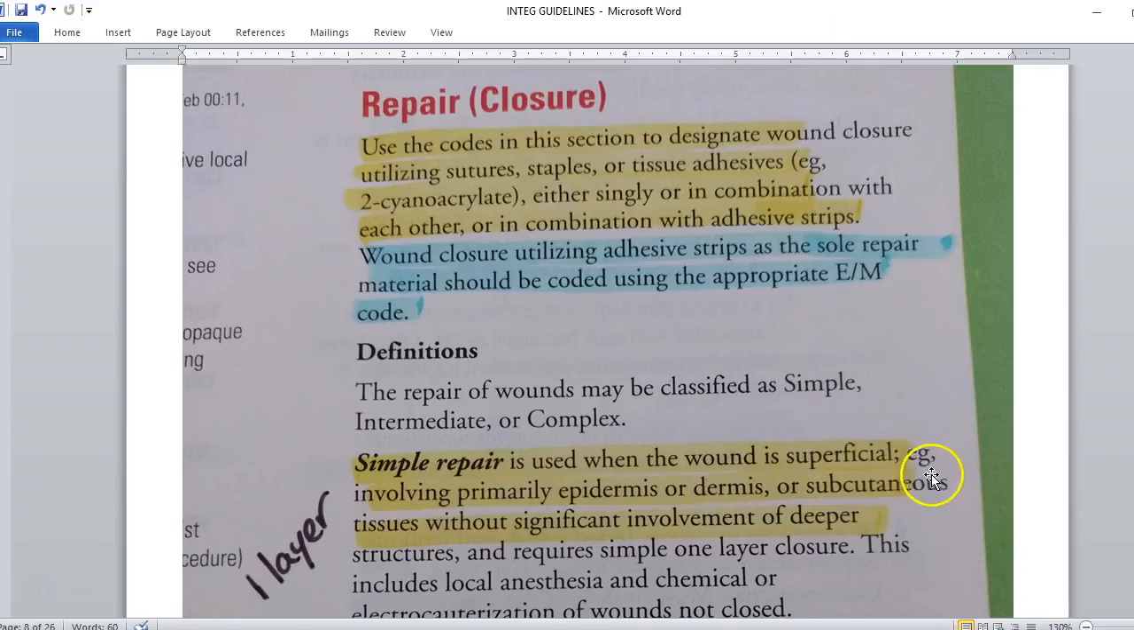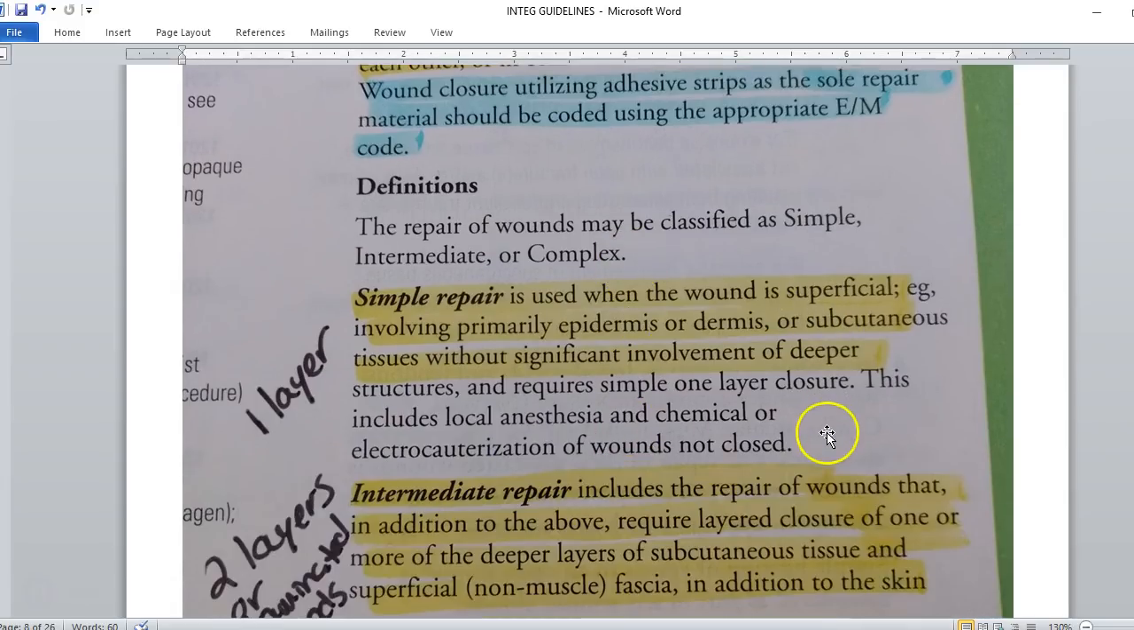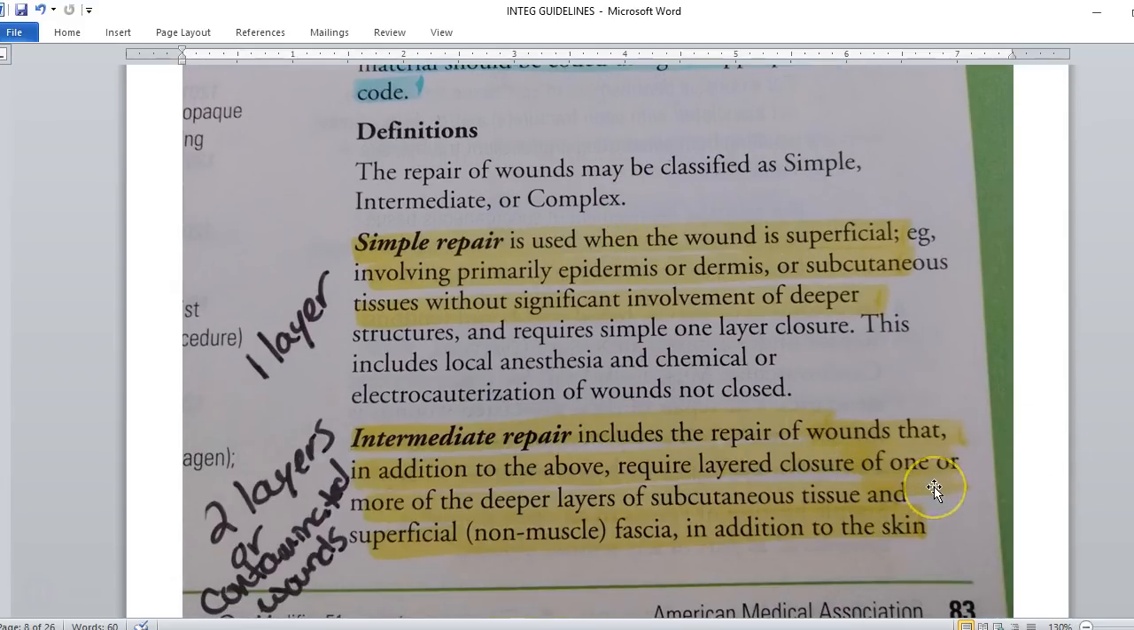So we have three definitions, okay? We have simple, we have intermediate, we have complex. So as they tell us, simple repair is used when the wound is superficial. So it's involving the primary epidermis or dermis or subcutaneous tissue without significant involvement of deeper structures and requires simple one-layered closure. Again, this includes local anesthesia and chemical or electrocauterization of wound not closed. So again, think of a simple repair as one layer, one set of stitches, okay?